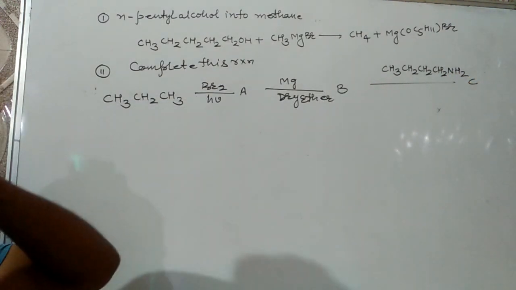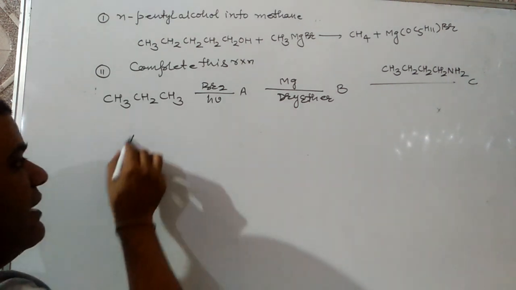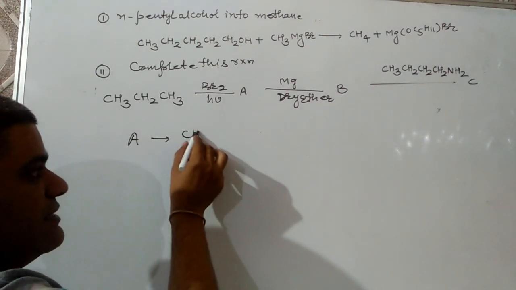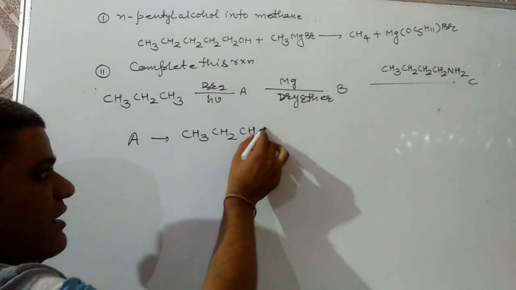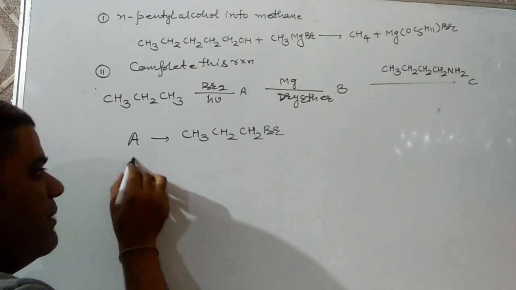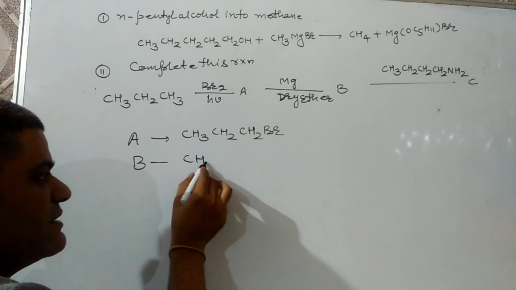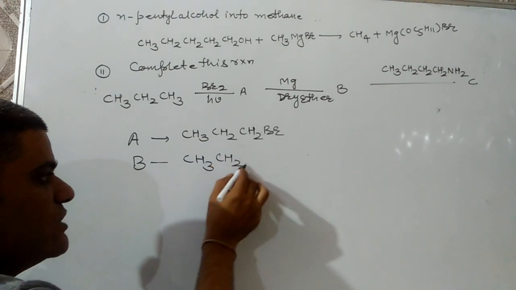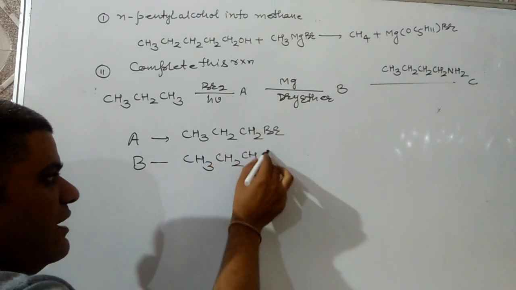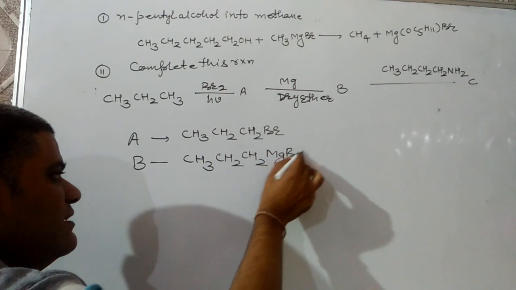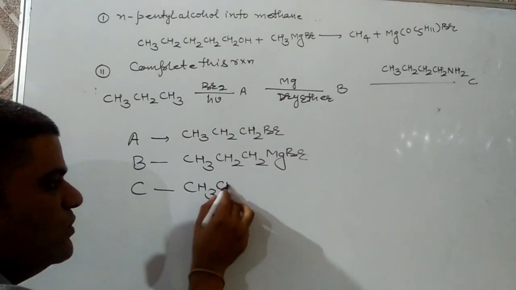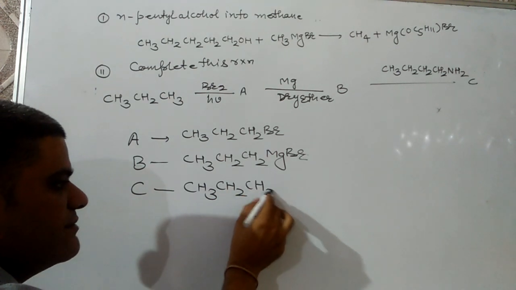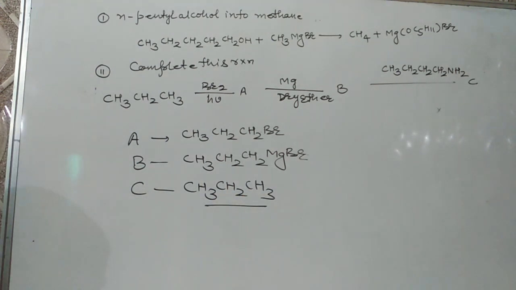Question may be there. So first, A will be formed by bromination, CH3CH2CH2Br. B will be the organometallic compound, the Grignard reagent, CH3CH2CH2MgBr. And C will be propane, CH3CH2CH3. I hope you understand this also.